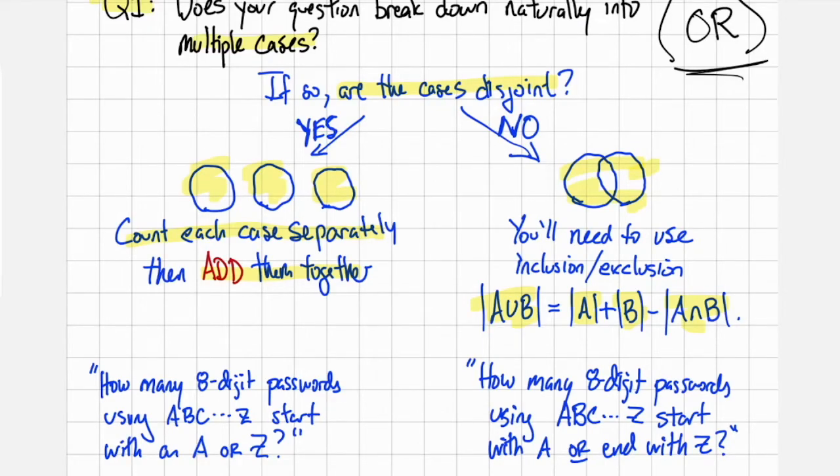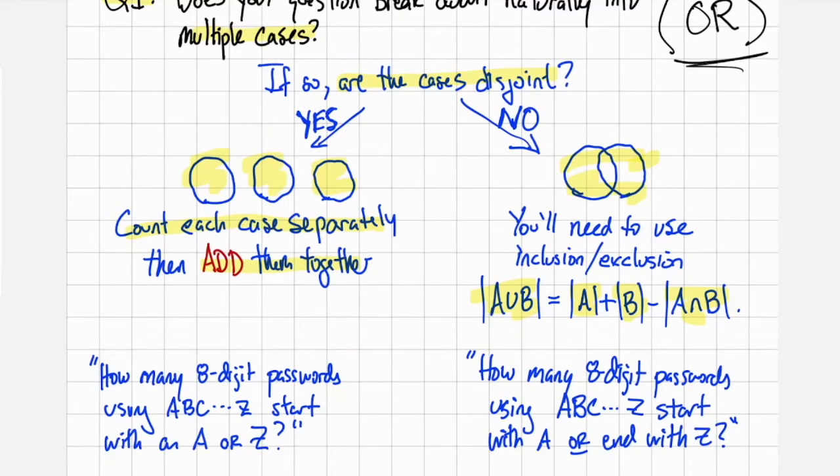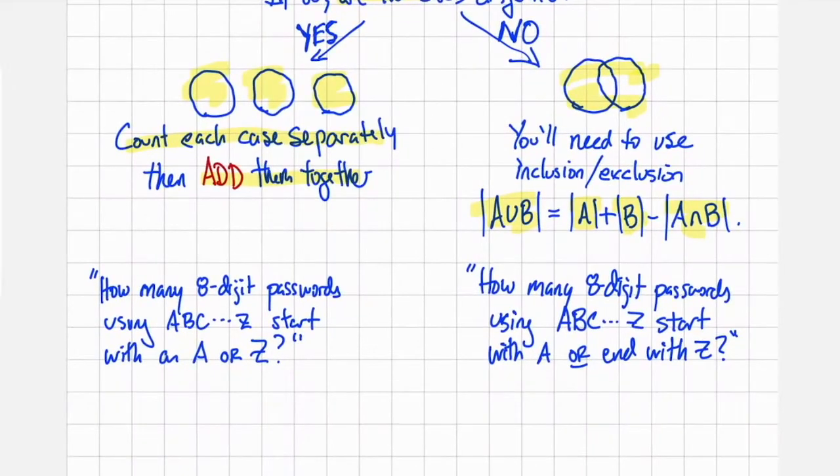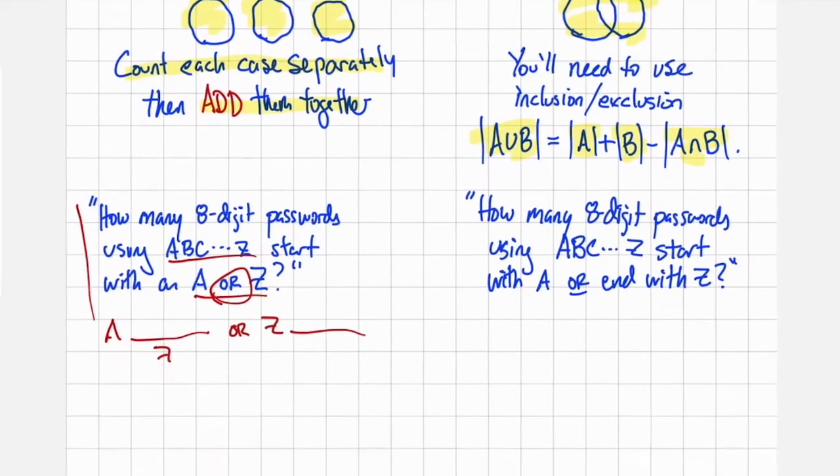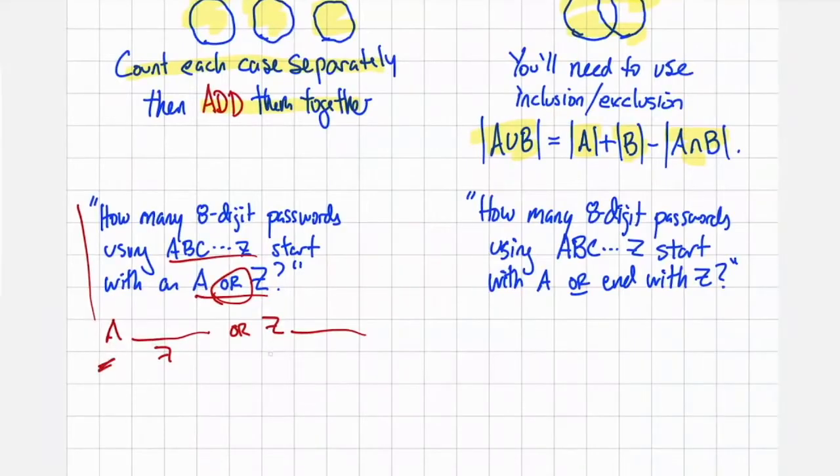Let's look at a quick pair of examples that look almost the same, but require recognizing that in the first case, the sets are disjoint, whereas in the second case, the sets are not disjoint. This question asks, how many 8-digit passwords using the letters A through Z start with an A or a Z? Well, we're seeing the word or appear. That's often a good clue that we want to break something down into cases. And we can see that the words look like A and 7 more letters, or Z and 7 more letters. A password can't have both an A in the first letter and a Z in the first letter. So those are two disjoint cases.